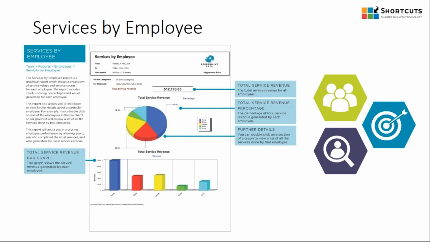For example, if you double-click on one of the employees in the pie charts or bar graphs, it will display a list of all the services done by that employee.